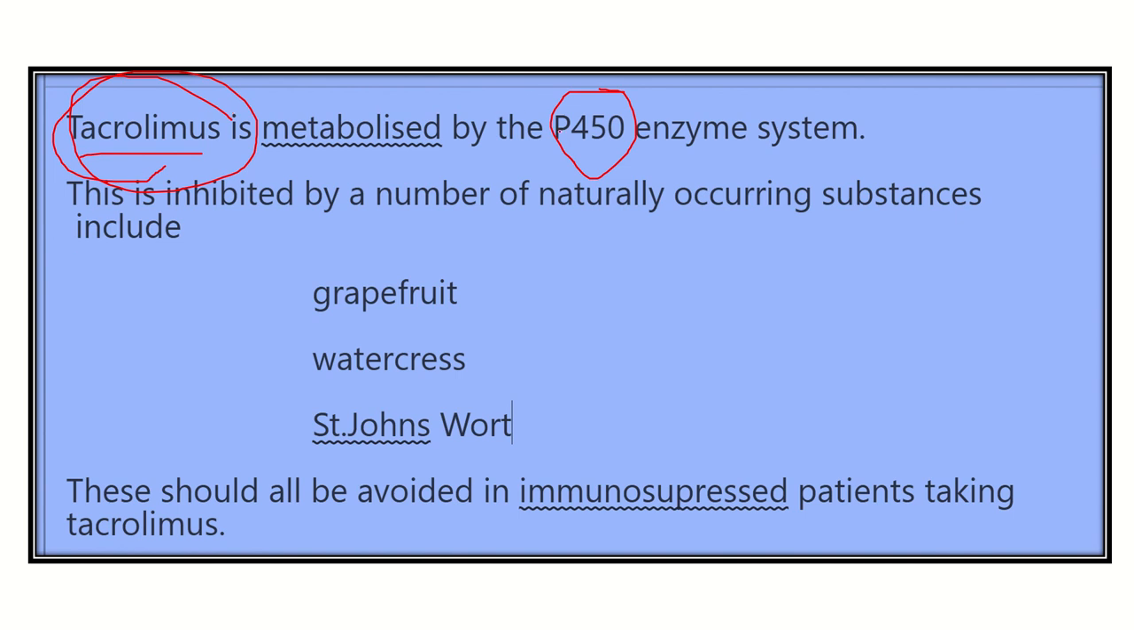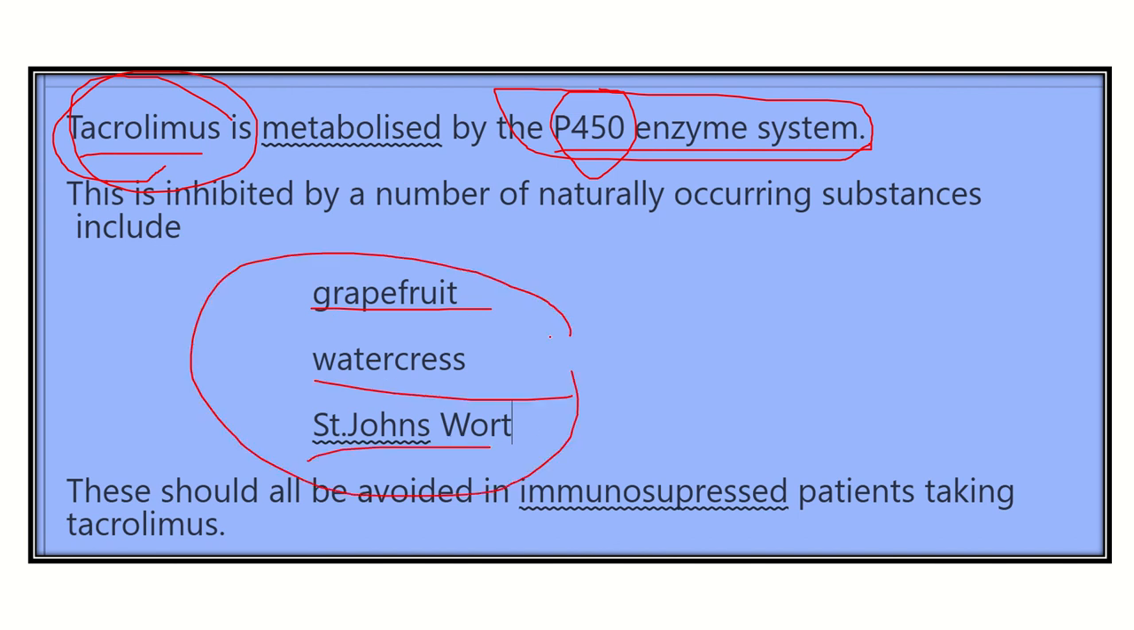So the substances which inhibit the cytochrome P450 enzyme should be avoided. Here we can see different options such as grapefruit, watercress, St. John's wort. They interfere with the P450 enzyme, that means they inhibit the P450 enzymes. So these should not be used with tacrolimus because they hamper the function of the P450 enzyme. So tacrolimus toxicity occurs on one side, and on the other hand the kidney will be rejected. So these should all be avoided in immunosuppression in patients taking tacrolimus.